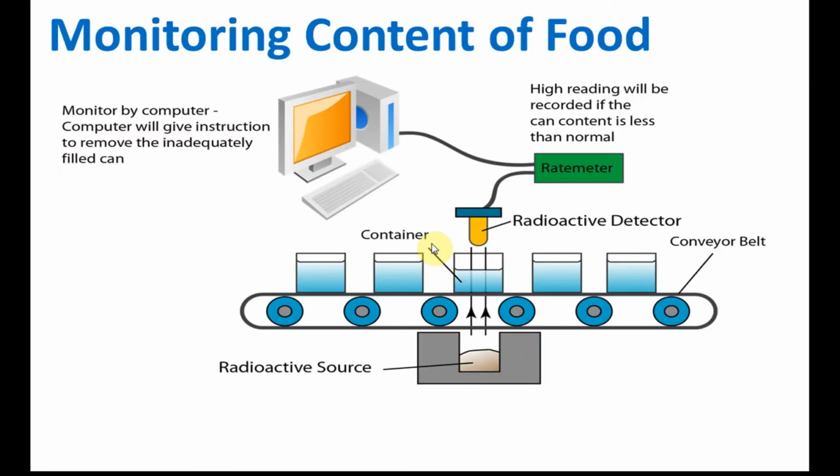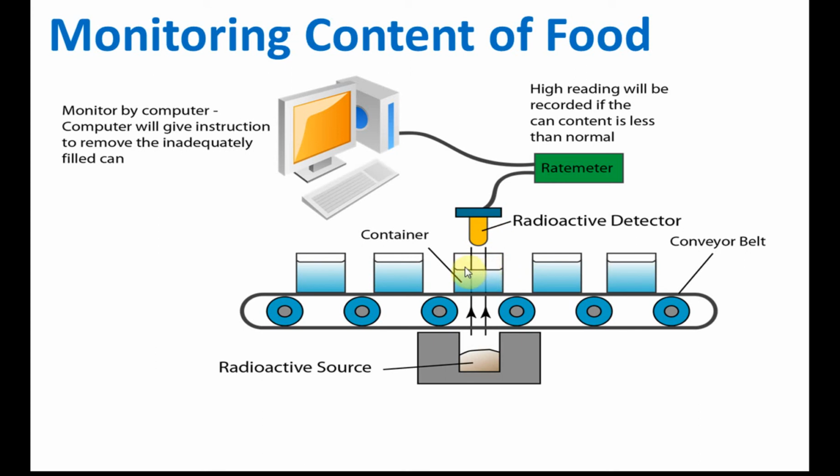For example, it can be used to monitor the content of food. Let's look at this diagram here. We use it to monitor the quantity or the amount of content normally in canned food. For example, we have a radioactive source here and it emits radiations. Then we have a radioactive detector here.